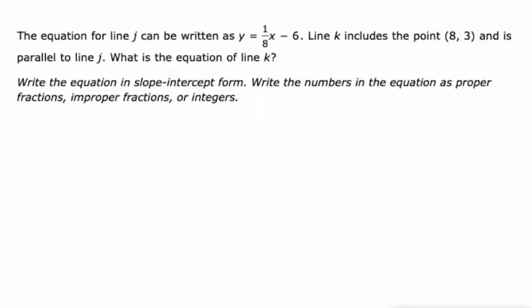All right, so here we have the equation for line J that can be written like this. Line K includes this point and is parallel to line J. What's the equation of K? Well, parallel means that their slopes will be the same, right? So the slope is 1/8. Line K is going to have a slope of 1/8. And then also it goes through this point.